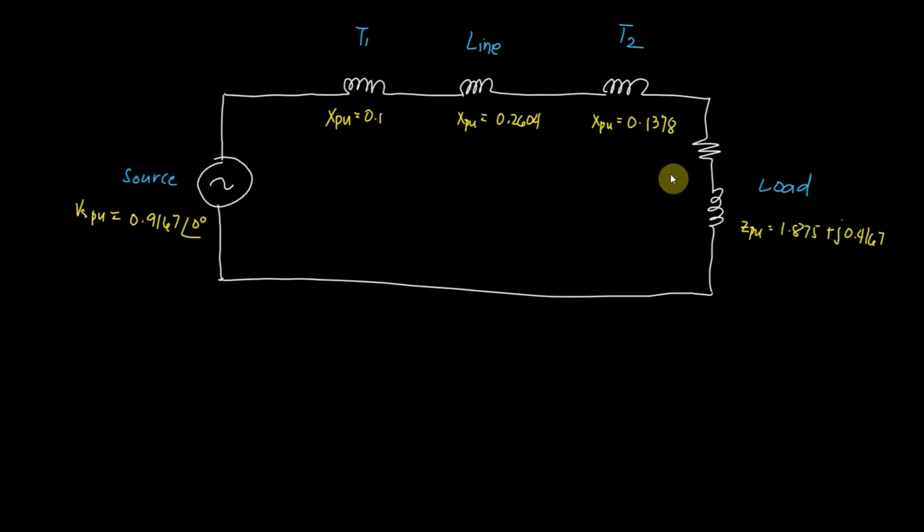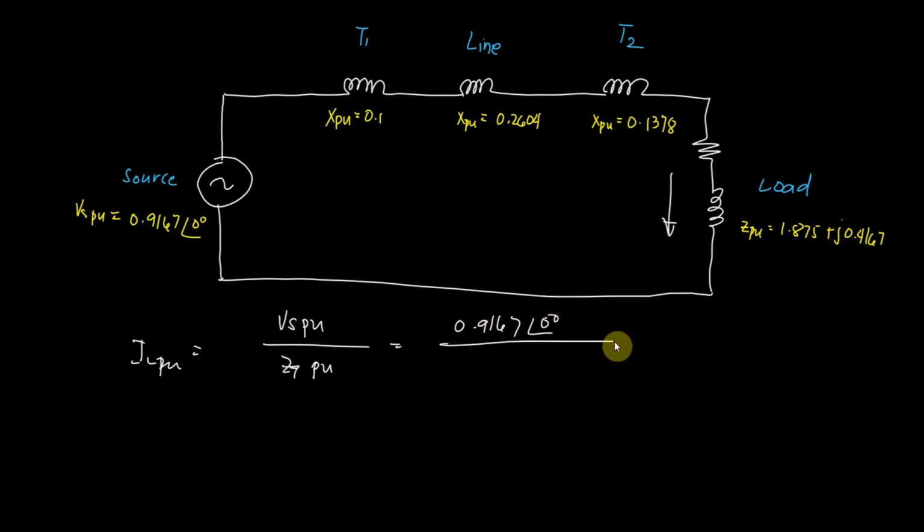So, since ang pinapahanap sa atin is yung current dito sa ating load in terms of per unit and in terms of amperes. Dahil meron na tayong mga per unit values, meron tayong per unit voltage at meron tayong mga per unit impedances na nakaseries lang naman. So, madali natin makukuha yung per unit current, which is equal to I load per unit is equal to V source per unit divided by total impedance per unit. Okay? So, yung ating V source per unit is 0.9167 cis of 0 divided by yung total.